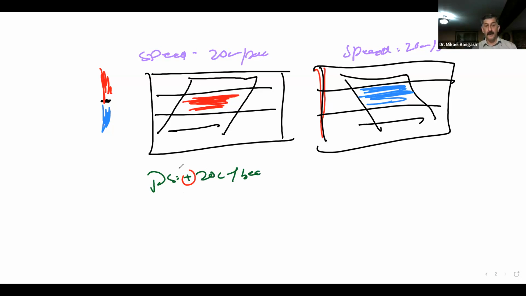Clear? Whereas over here, the Doppler shift is going to be 20 centimeters per second, but it is going to be negative. Why negative? Mainly because here the blood flows away from the transducer. But the positive and negative is mainly going to be determined by the direction in which the blood flows.